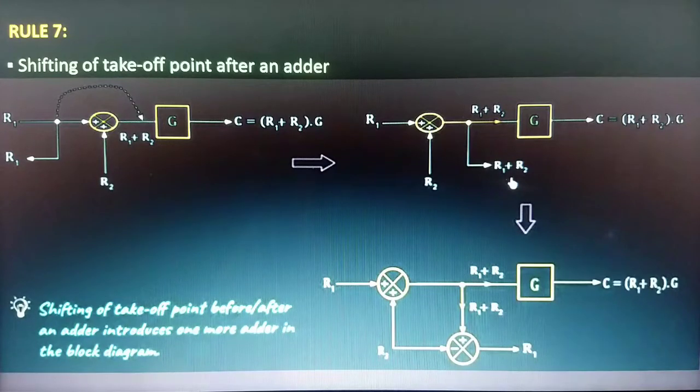Rule number 7 of block diagram reduction is regarding the shifting of a takeoff point after the adder. So let's just discuss this diagram representation as what you can see on the screen, in which we have a block, an adder and a takeoff point.